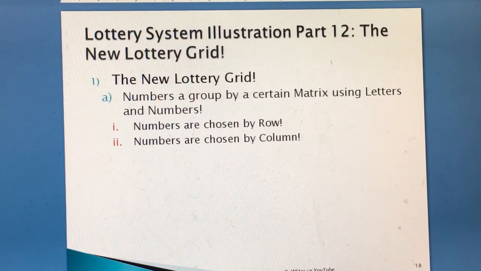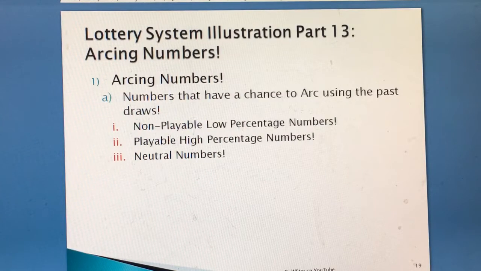So now part 12 is a new lottery grid. The grid is grouped by numbers and letters. You can choose numbers by row or column. And part 13 is arcing numbers. Arcing numbers have a chance to arc using the past draws. They're non-playable low percentage numbers, playable high percentage numbers, and neutral numbers also.